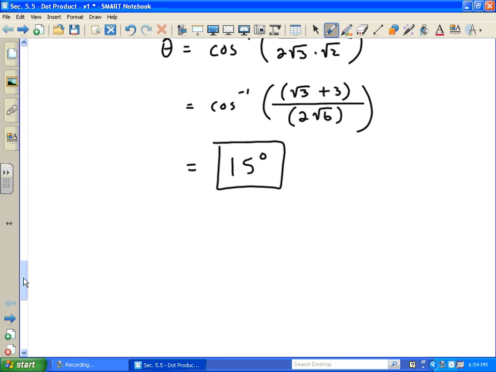Okay, and then the last question, it wanted to know if v and w were parallel, perpendicular, or neither one. Well, the angle was not 0 and it was not pi, and it was also not pi over 2. And so that being the case, I would say that this is neither. Okay, this concludes this example of dot product.